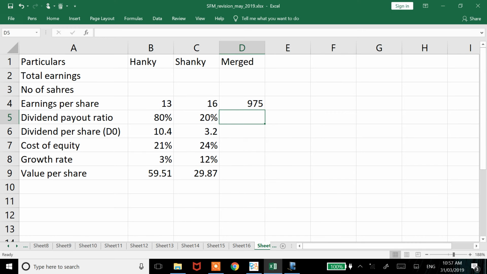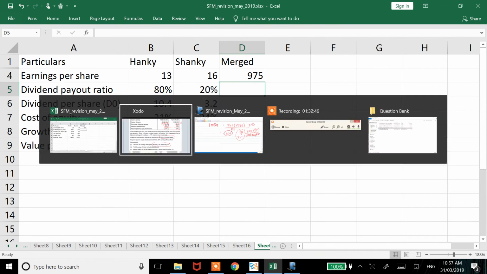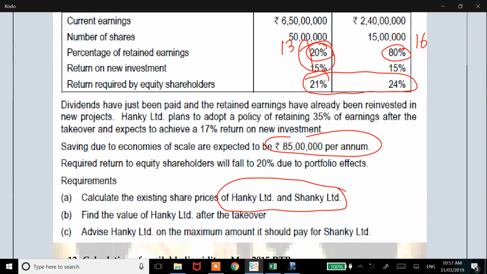The merged entity has a different payout ratio. They have mentioned in the question. How much? What is the 65%? Hankey Limited plans to adopt a policy of retaining 35% of earnings after the takeover.